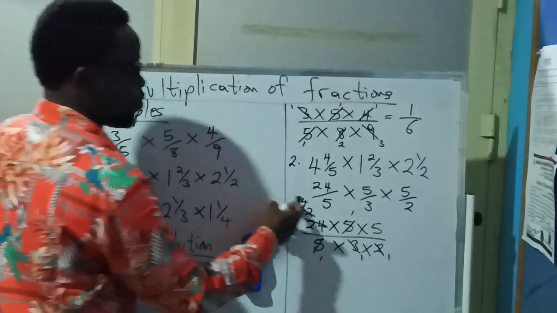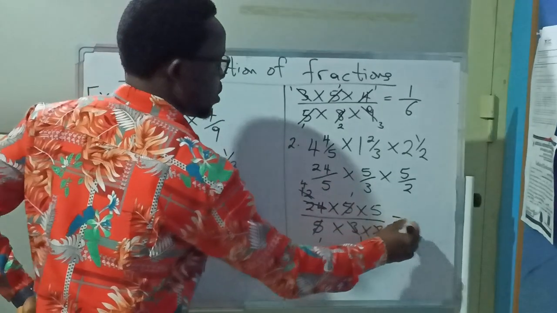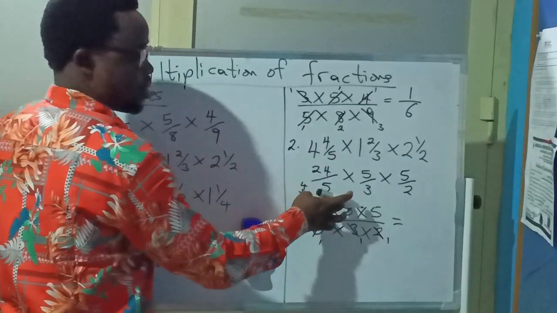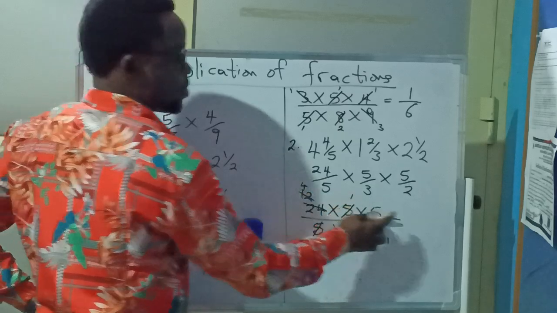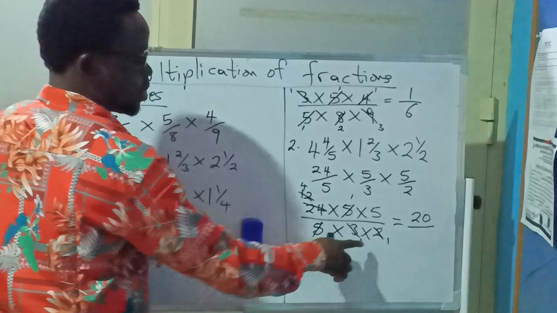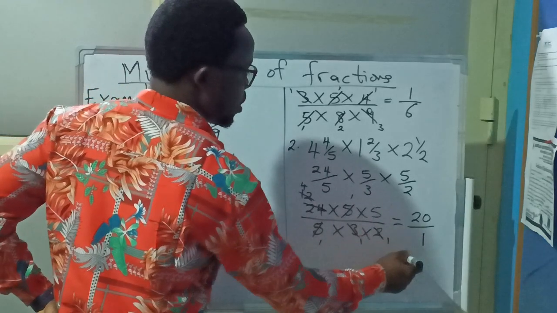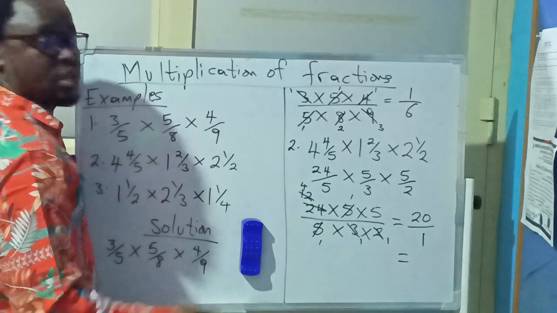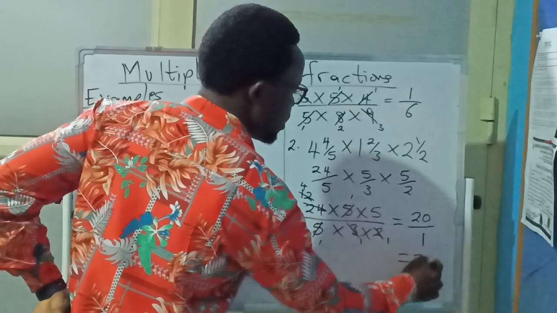So now we have 4, 1, and 5 left here. So we now say 4 times 1 is 4. 4 times 5 is 20. Over 1 times 1 times 1 is 1. And 20 divided by 1 is 20.